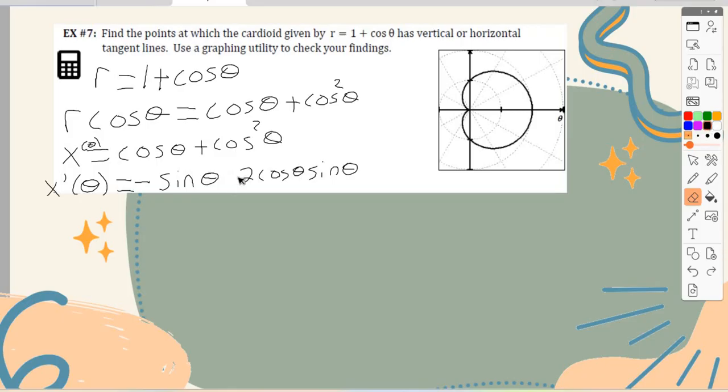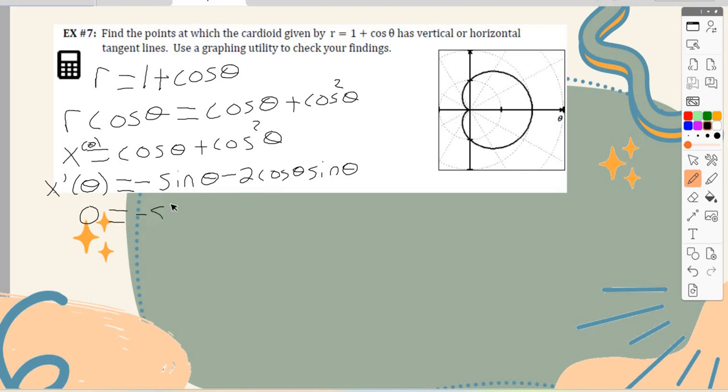Then our goal is to do what with that? I have a derivative. Yay! What can I do with it now? Find where it's 0. Cool, and that's going to give me which one? Vertical. Vertical, right? Because remember it's dy dx, so my dx is on bottom. So if my bottom is 0, then that's going to give me vertical tangents. Yes? Alright, so we are setting it equal to 0.